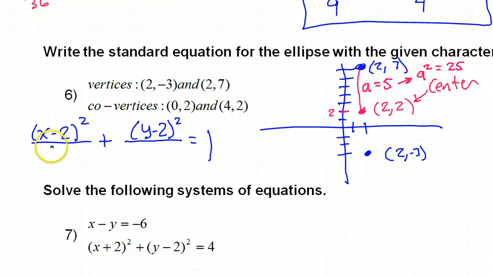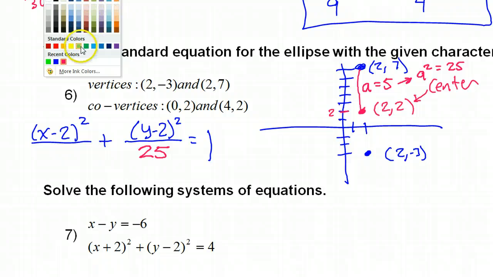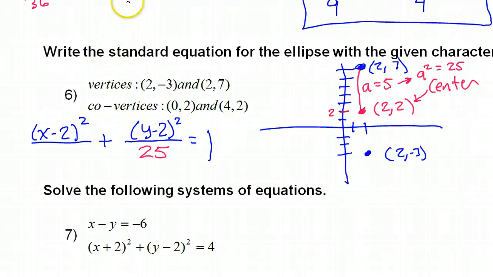Is this 25 going to go with the x or the y? Well, you see this is vertical, okay? It's up and down, so that's a y situation. So the 25 goes here. Now, what I need is a b value. For that, I will use green. Okay, b value. So that's going to come from these co-vertices. One co-vertex is 0, comma 2. All right, that gives me what I need right there. The other one is 4, comma 2.